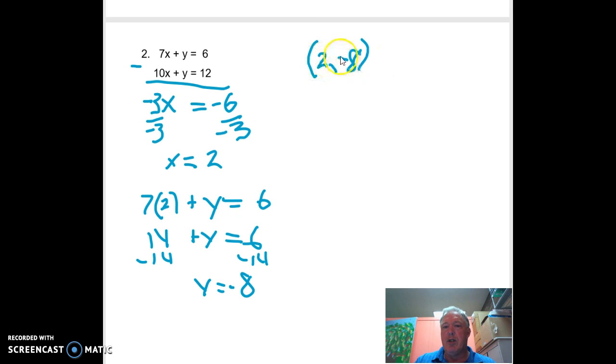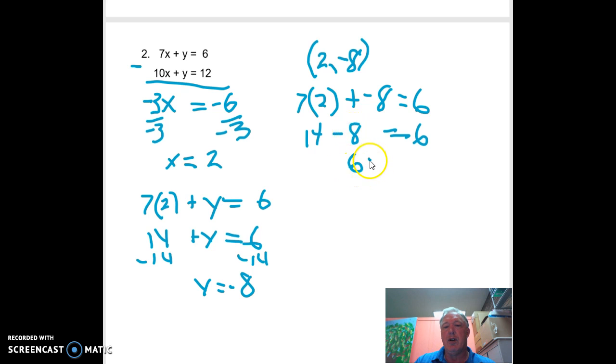And the direction said, now take the solution and plug it back into both equations. So let's start with the first one. 7x, where x is equal to 2, plus y, which is negative 8, equal to 6. So let's look here. 7 times 2 is 14. Plus a negative 8 is the same as saying minus 8, equal to 6. Is 14 minus 8 equal to 6? It is. So in this case, our solution of 2, negative 8 for equation number 1 is true.